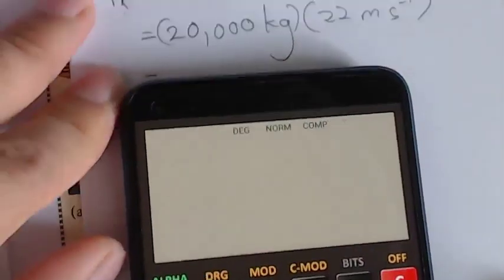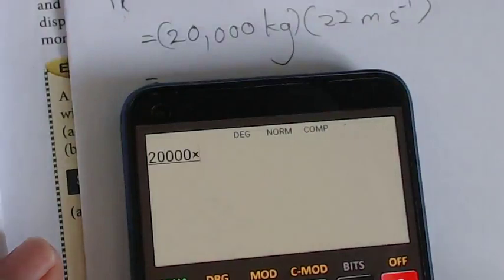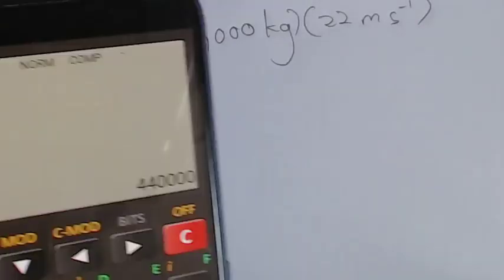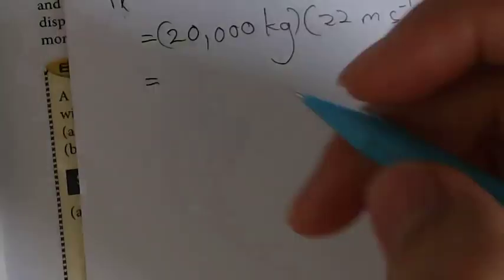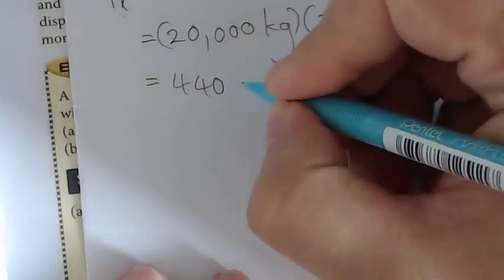Okay, here is my advanced calculator. Got 20,000 multiply 22, 440,000. What a big momentum it is, 440,000.